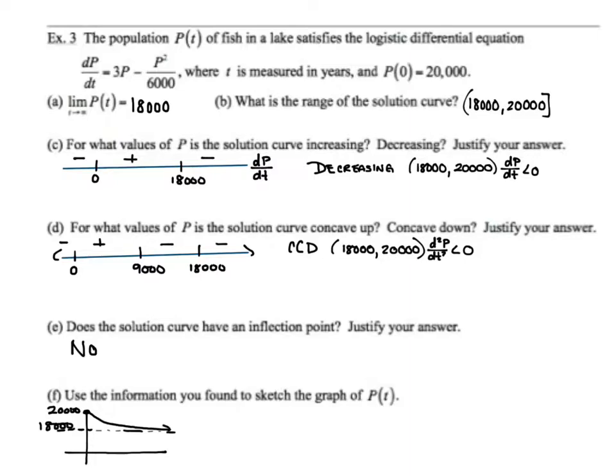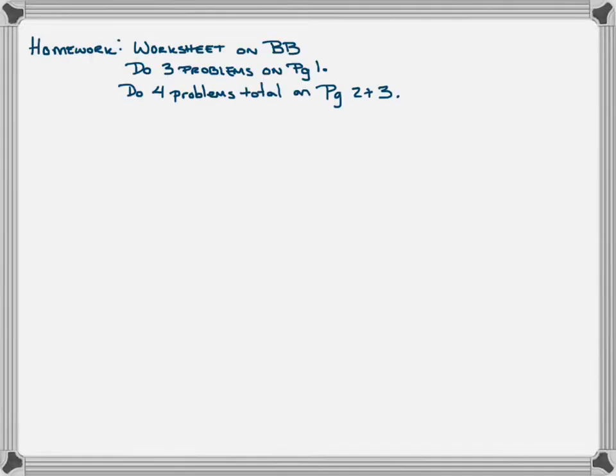Alright, so now your homework for tonight is for you to do the worksheet on Blackboard, do 3 problems on page 1, and then do 4 problems total on page 2 and 3. So page 1 is exponential growth and decay, and page 2 and 3 are logistic growth. So I would like you to at least try 3 problems from exponential growth and decay, and then do 4 problems on logistics. However, if you want to do more, you can do more. All the answers are at the bottom of the page, so feel free to look at all the answers and check your answers as you're going along.